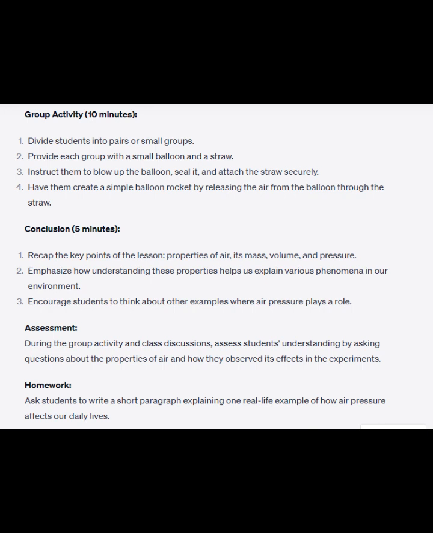Assessment. During the group activity and class discussions, assess students' understanding by asking questions about the properties of air and how they observed its effects in the experiments. Homework. Ask students to write a short paragraph explaining one real-life example of how air pressure affects our daily lives.